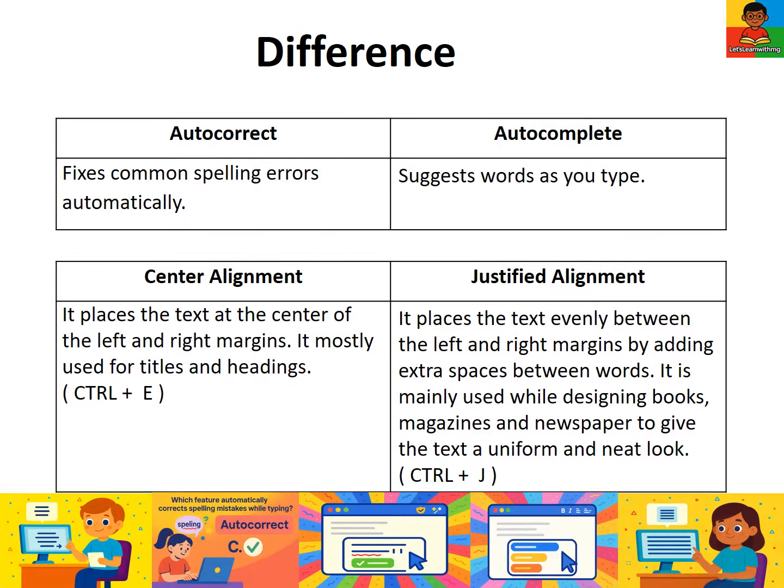Let's look at some important differences. Autocorrect fixes common spelling errors automatically. Autocomplete suggests words as you type. Center alignment places text at the center of the left and right margins, mostly used for titles and headings. Shortcut, Control-E. Justified alignment places text evenly between the left and right margins by adding extra spaces between words, mainly used for books, magazines, and newspapers to give text a uniform and neat look. Shortcut, Control-J.